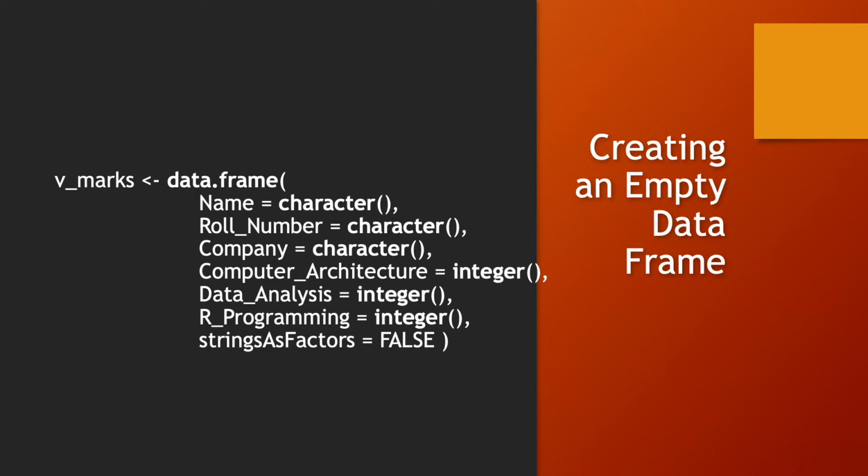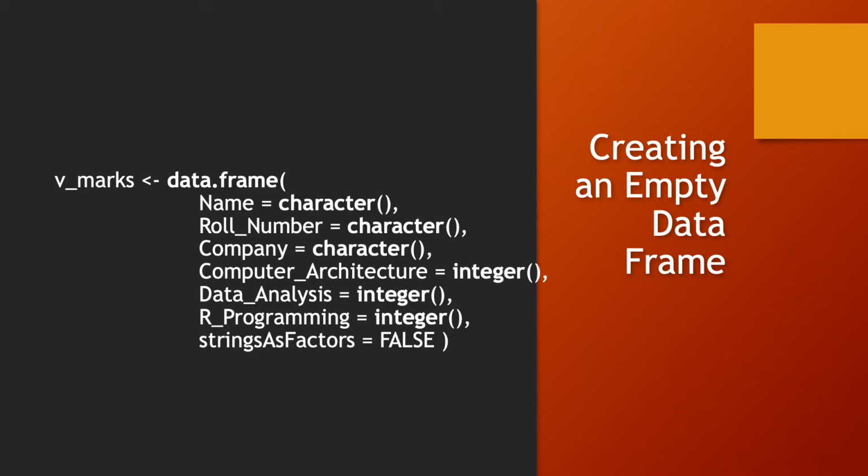We start by creating an empty data frame. To create an empty data frame, we can use the function data.frame in the R language. When we use the function data.frame, we can give the different columns what this data will contain. Like in this example, you can see that we are creating a column called name, which is of the type character, that is it will store a string in this field. Then we have a column called row_number, which will also be of the character type, that is it will store a string. Then we have a column called company, which will also be a string.